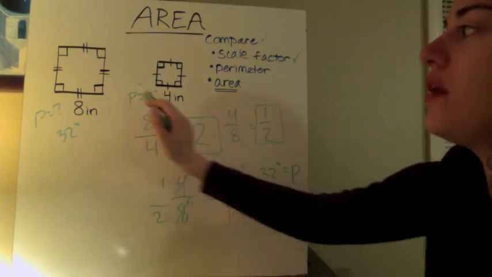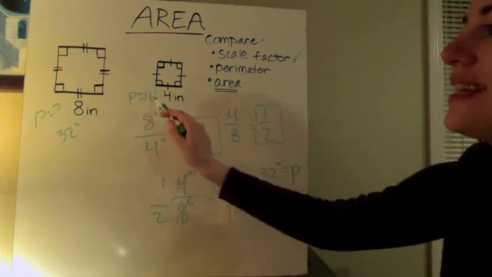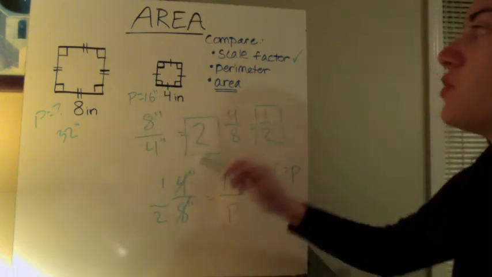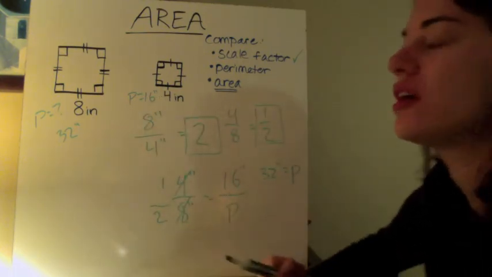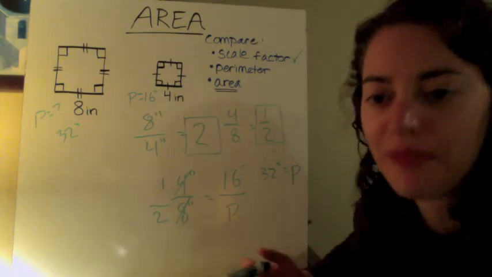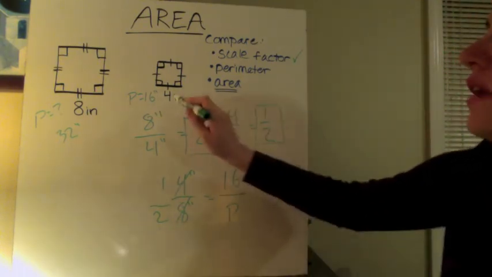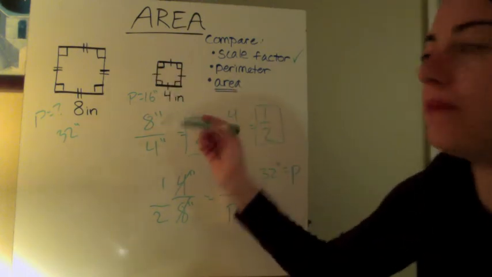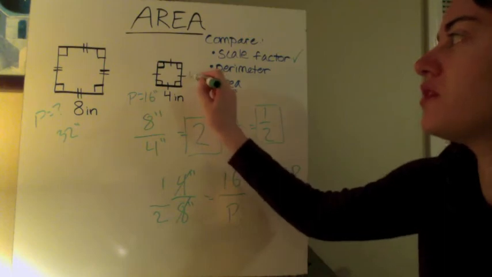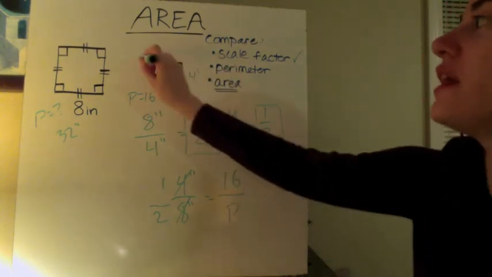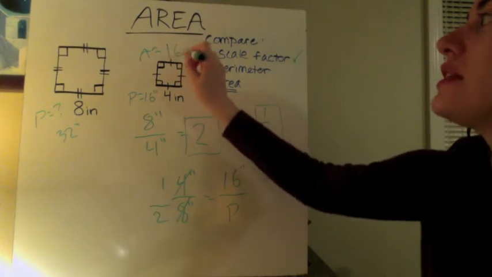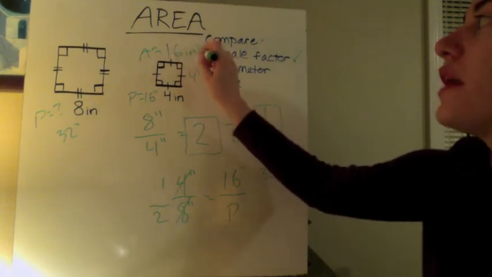So again, if I look at 32 and 16, I can see that 32 is twice 16. It matches with my scale factor. They're proportional. Now let's take a look at area. I know from doing math and from calculating area, the area of a square is base times height. My base and my height are the same because it's a square. So this is also 4 inches. My area here is going to be equal to 4 times 4, 16 inches squared.